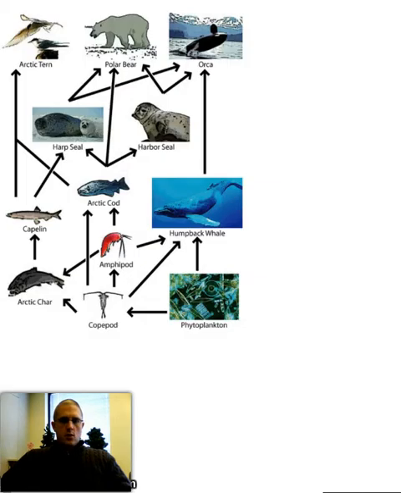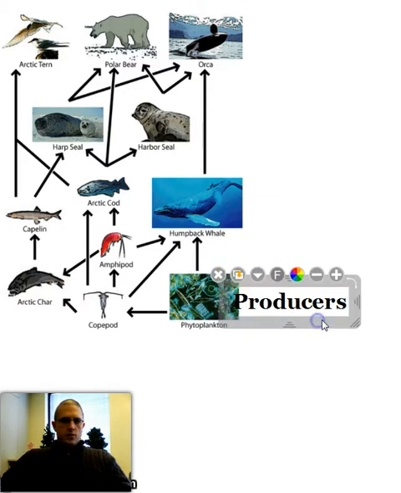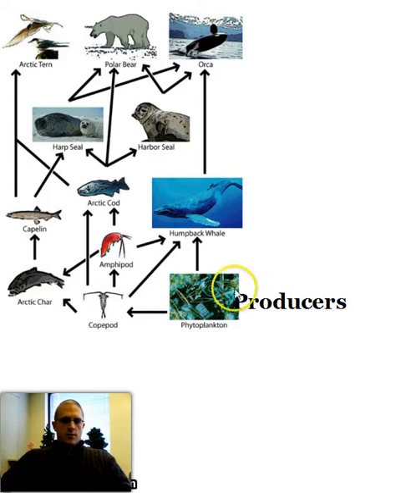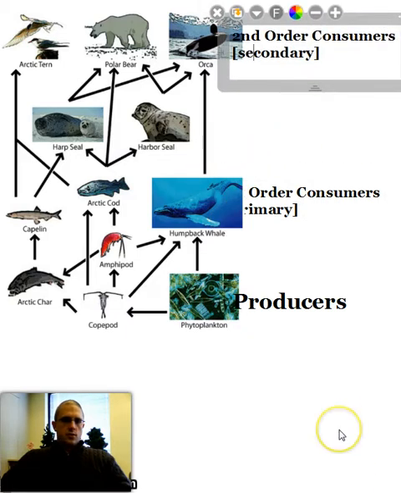Let's go back to our web then and see how this all fits together. So if we take a look at this one off to the side, because this will be easy to label, you'll see the phytoplankton. They'll be a producer. That'll be a producer level. So if we look at the humpback whale, then the humpback whale will be a primary consumer. And then the orca will be a secondary consumer.